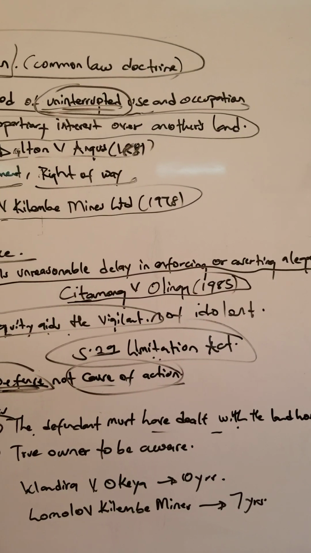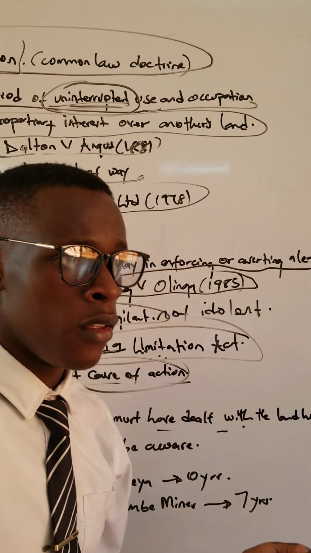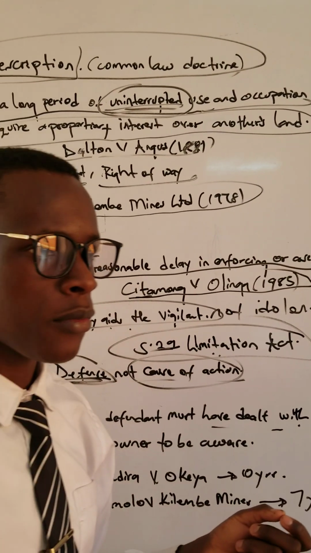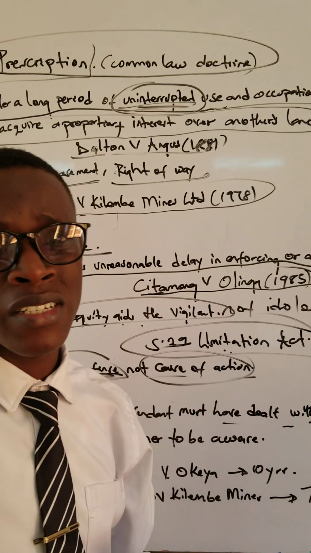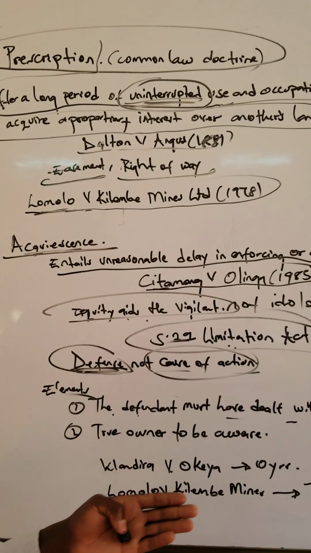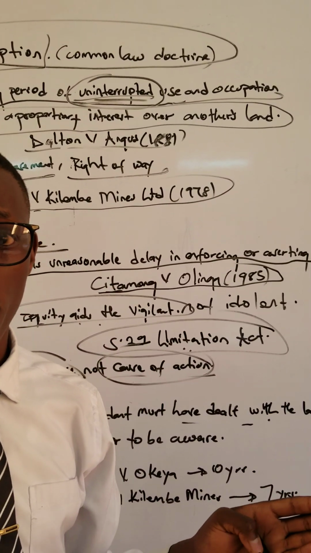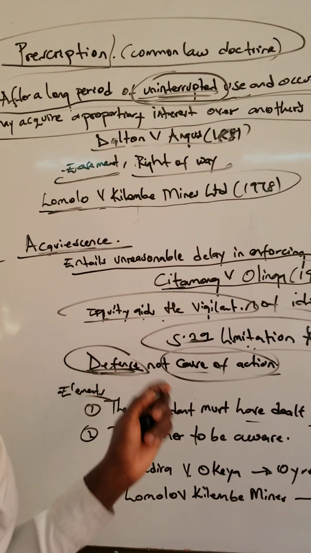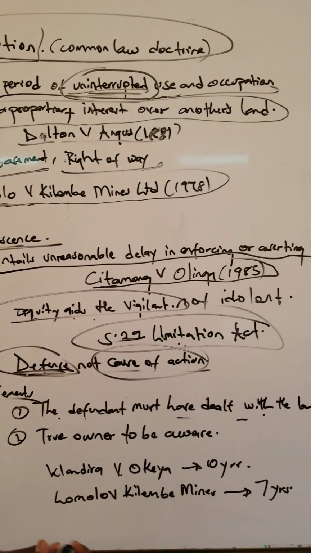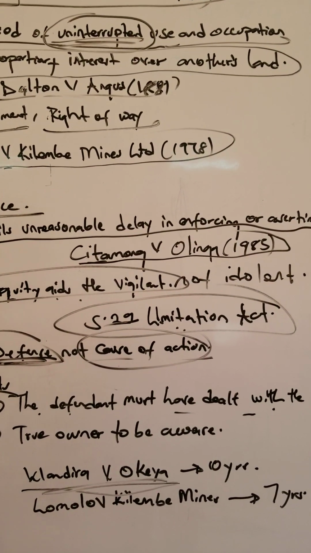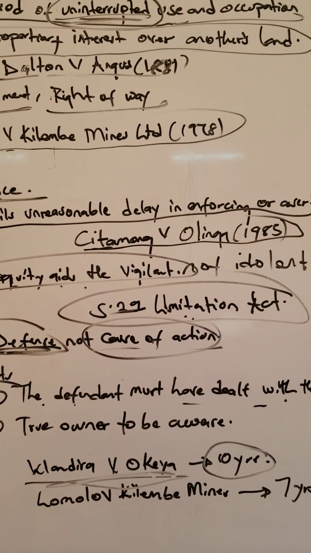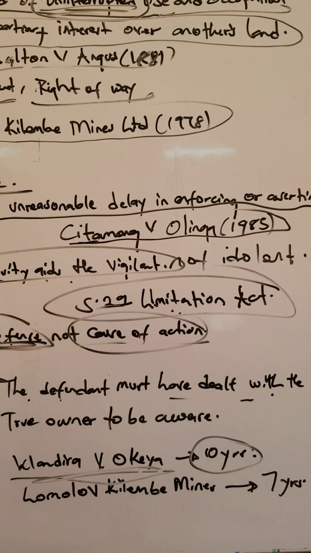And unlike adverse possession, which takes 12 years and above, acquiescence doesn't have a particular time. It is for the court to determine. That's why we see the case of Wandira versus Okeya. There, they used 10 years as the time.